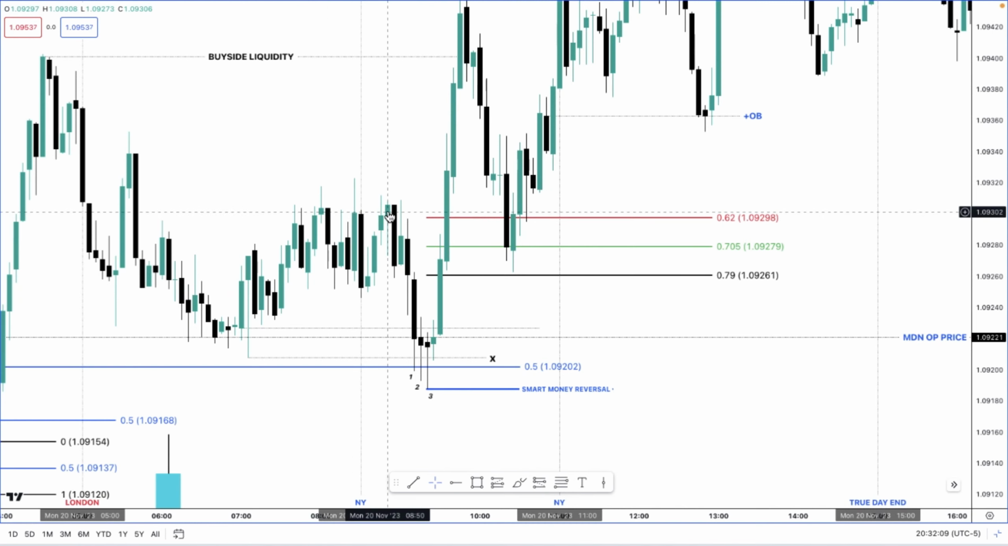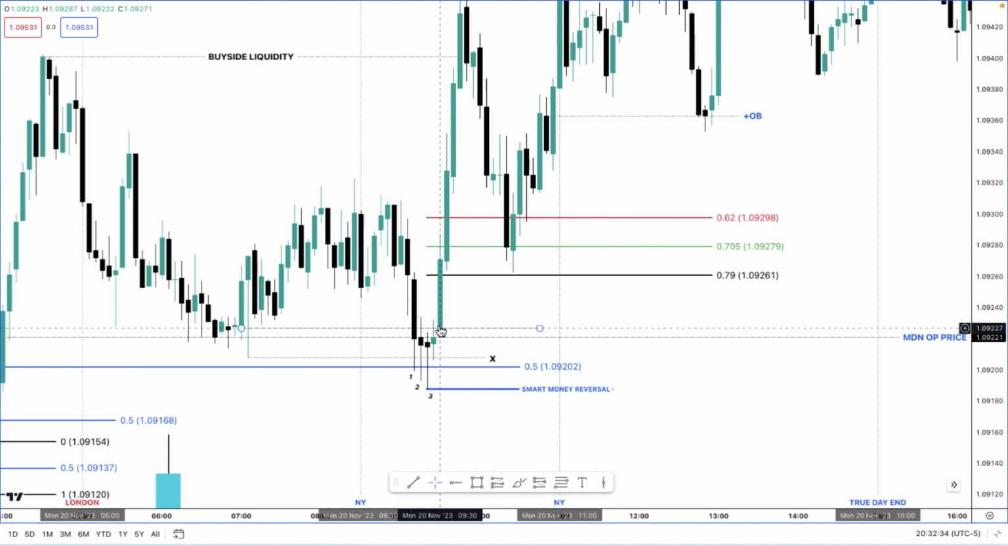Before this, do you see any displacement leg before 8:30? So before 8:30 and after 5 a.m., do you see any displacement leg in any direction? No. It's just consolidation, up and down. It's just moving sideways. The real move started here, where it moved with displacement.